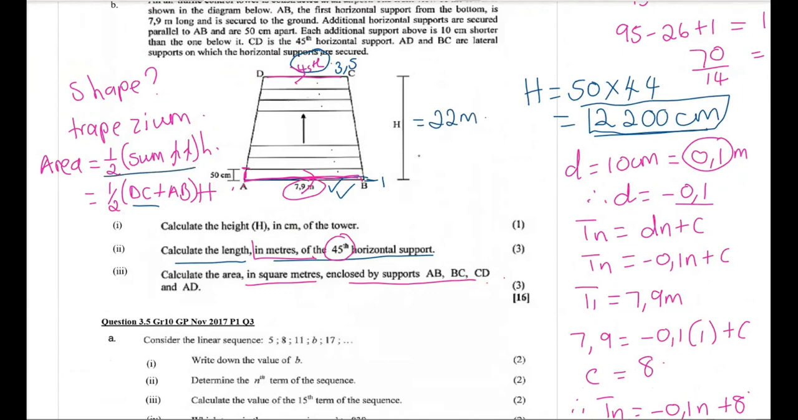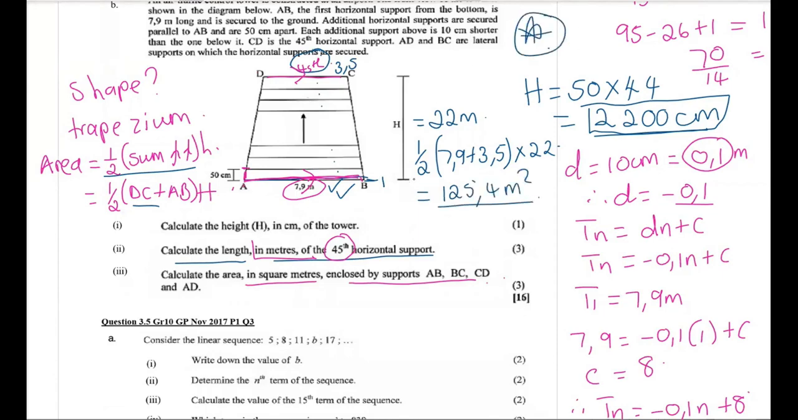Now you come into your formula, half the sum of the parallel lines, so half of 7.9 plus 3.5 times 22. Right, that's the area of the trapezium. What does that give us? 125.4 square meters. Right. I know that the school sent you these questions. Please go over the question again and try to understand what it is all about.